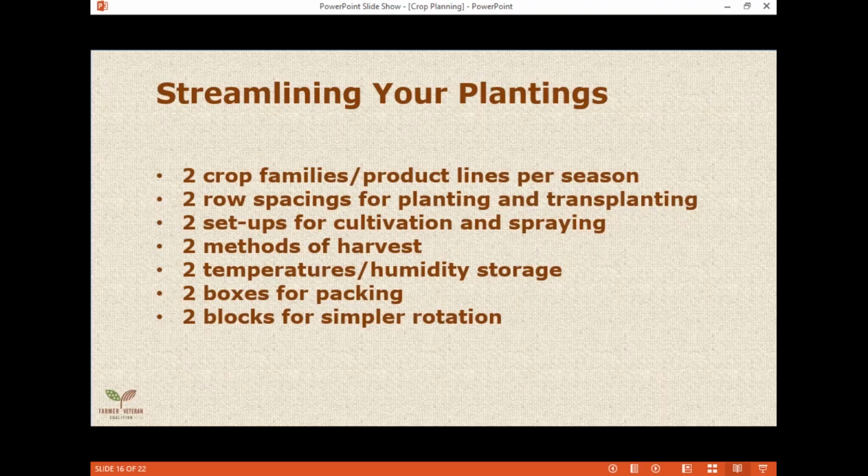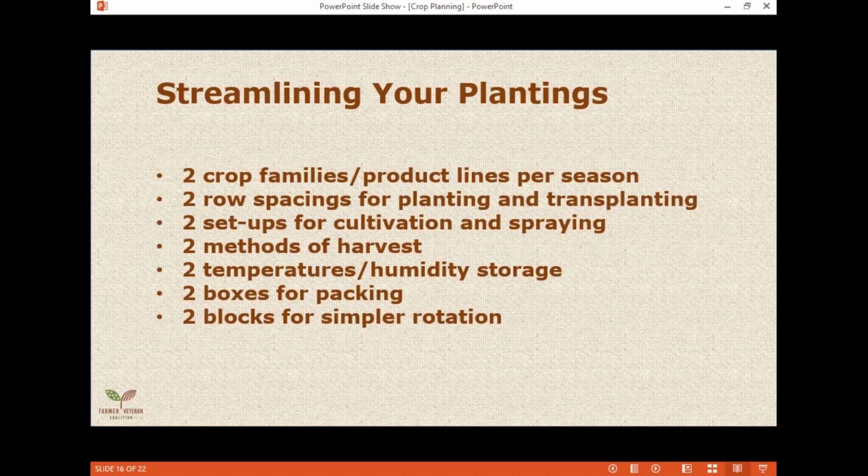So if you started in the spring with 8 varieties of lettuce and 6 varieties of potatoes, and then in the summer had 5 varieties of squash and 8 of tomatoes, and then in the fall you had a half dozen brassicas and different bunching greens, you can have 35 to 40 different crops for sale during the course of the year, but you only have 2 row spacings for your entire season.